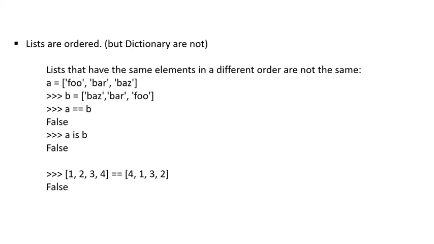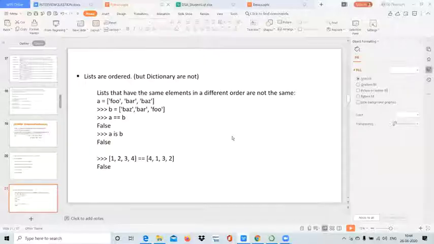So, see, lists are ordered. Lists are ordered means lists that have the same elements in different order are not the same. List having the same elements in different order are not the same.